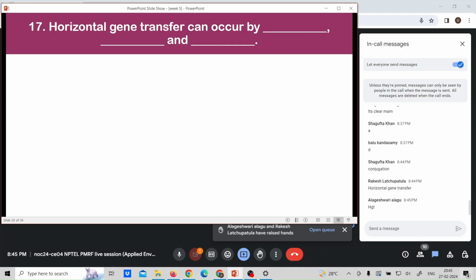So now you can answer. Horizontal gene transfer can occur by... Generally, we discuss only three things, right? So I have given three blanks.